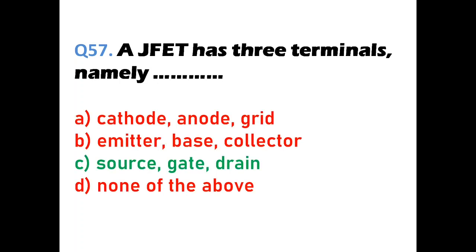Source, gate, and drain. Source will be the source of the majority carriers from where your drain current will start flowing. It will go to the drain. Now this current you can control by giving a voltage at the gate. So gate will be your control terminal. So source, gate, and drain are the three terminals of JFET.